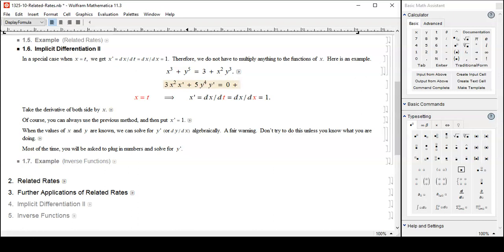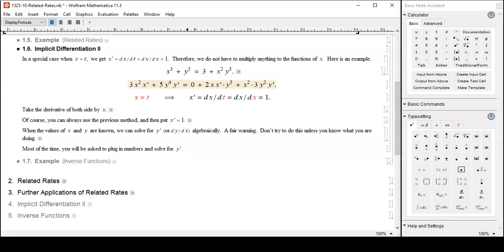And then we have the product rule. 2x x prime times the second function, and the first function times the derivative of the second function, 3y squared, and the y prime pops up. Okay, that was the implicit differentiation.